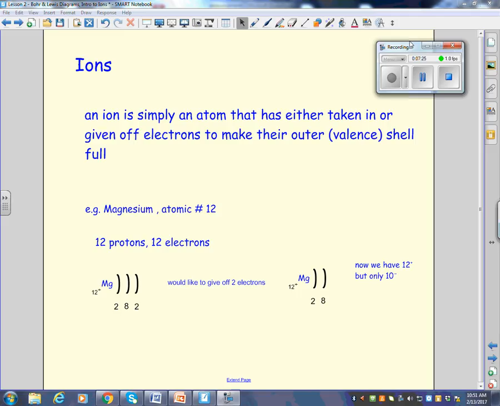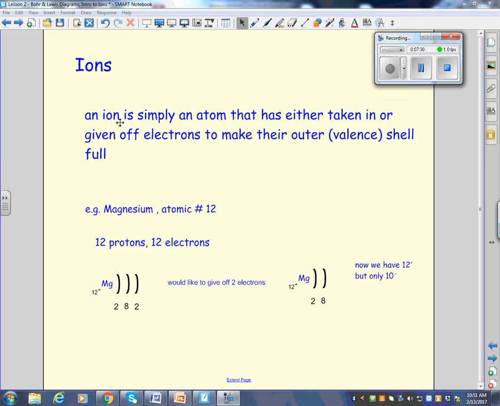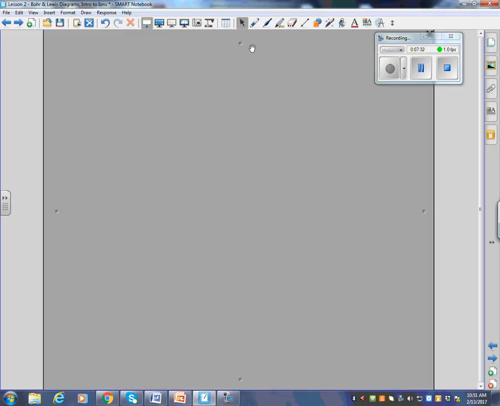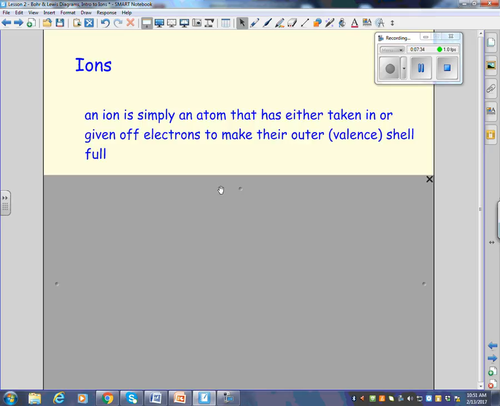So in this sense, an ion is simply an atom that has either taken in or given off electrons to make the outer shell full. So it either gives them away, and then the next inner shell becomes the outer one, and it's full, or it takes some in and it fills up that space. Okay, so that's what an ion is.